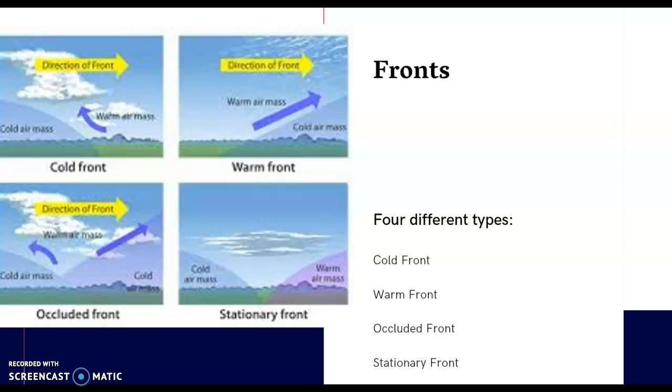A warm front is the transition zone where a warm air mass is replacing a cold air mass. A warm front can bring light rain or snow and is usually followed by warmer weather.